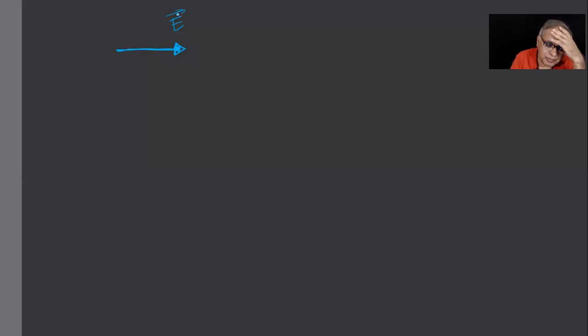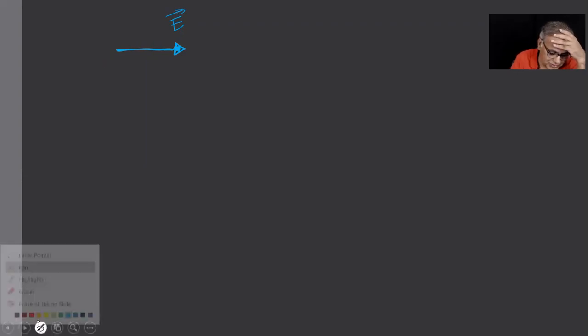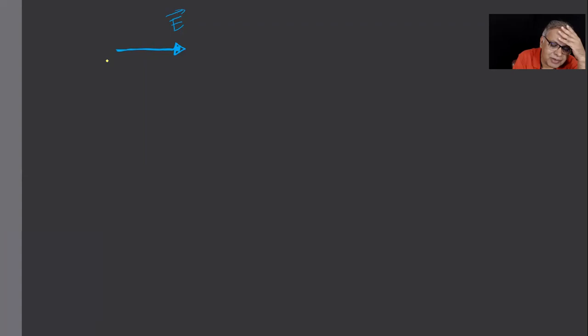And I did not show the person who is causing this E. Which person will cause a charge? The charge I'm not showing. I'm not showing the source charge, but I'll say that, for example, I left a plus Q here at rest. What will happen to this plus Q? The first question.